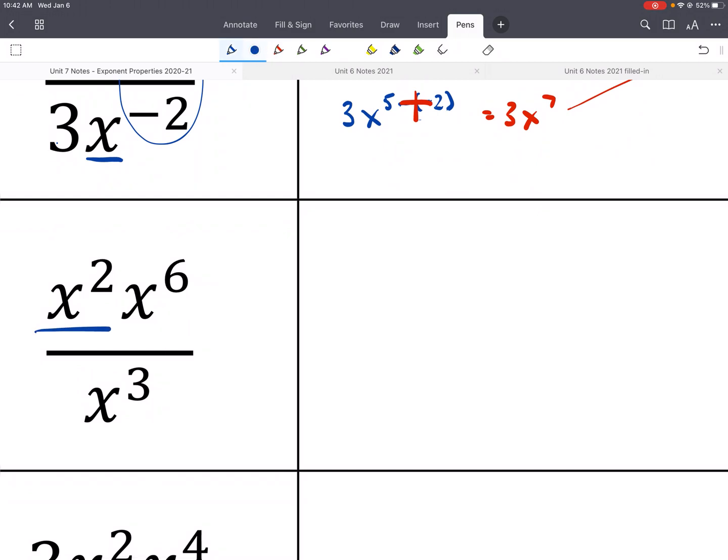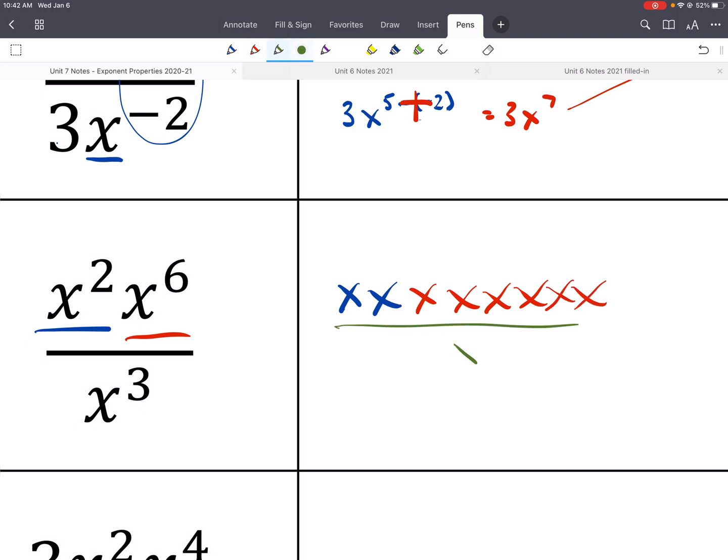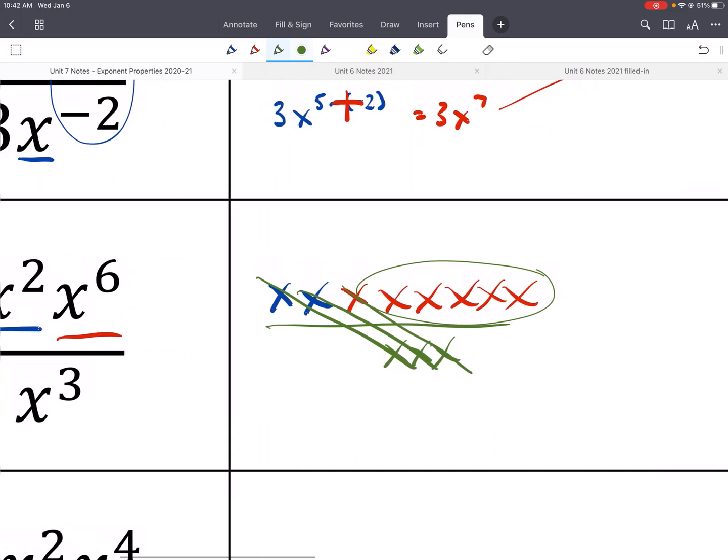So like this one, we could do x times x. Here we'd do 6 x's. And then on the bottom, we'd have 3 x's. And then we'll just cancel as many as we can. So 1, 2, 3. So that leaves me with 5 x's left. So x to the 5th.